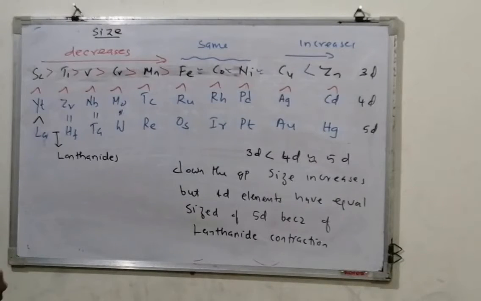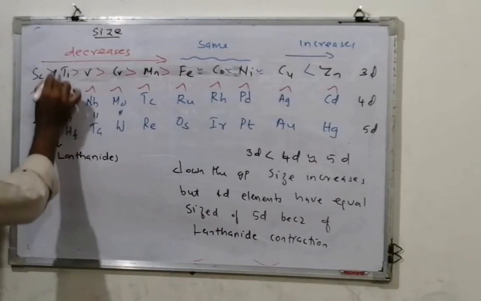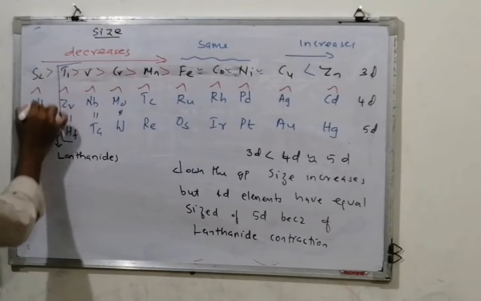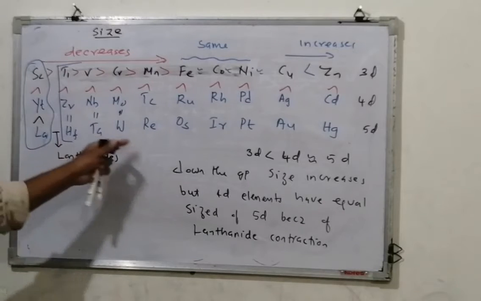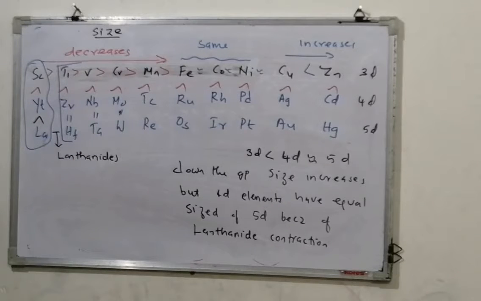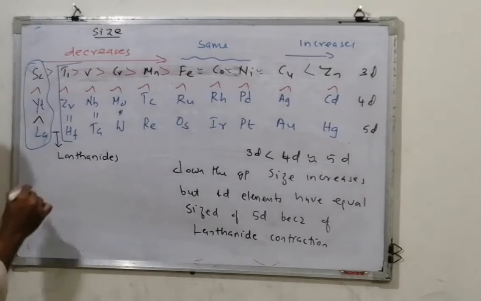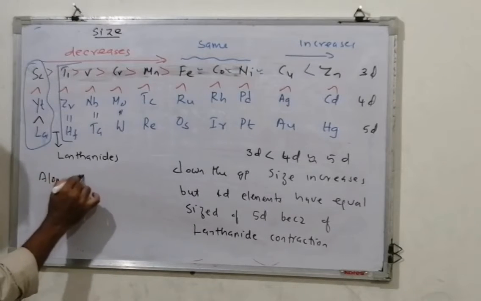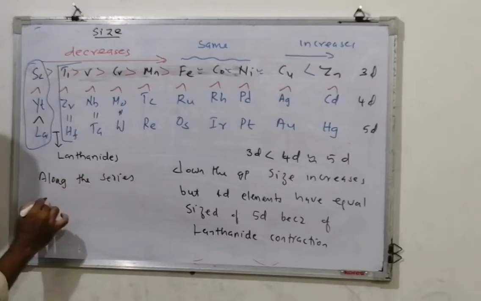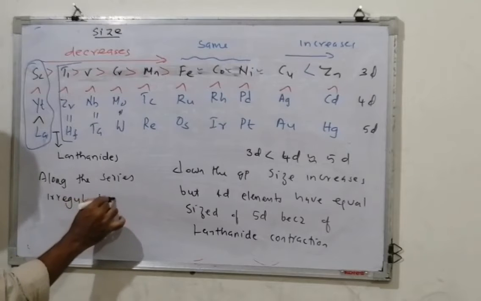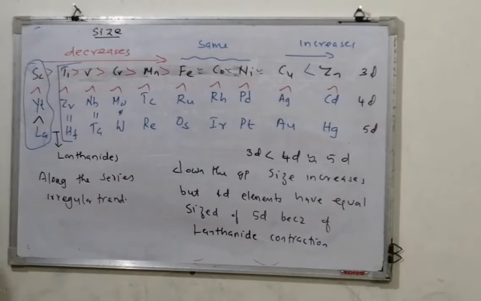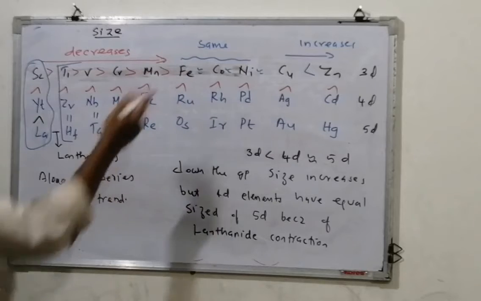Specifically speaking, lanthanide contraction happens after the lanthanides. Scandium, titanium, lanthanum, that doesn't happen. Only from here onwards, after the lanthanides. Now along the series, there is an irregular trend: up to the middle it decreases, then stays equal, then increases.